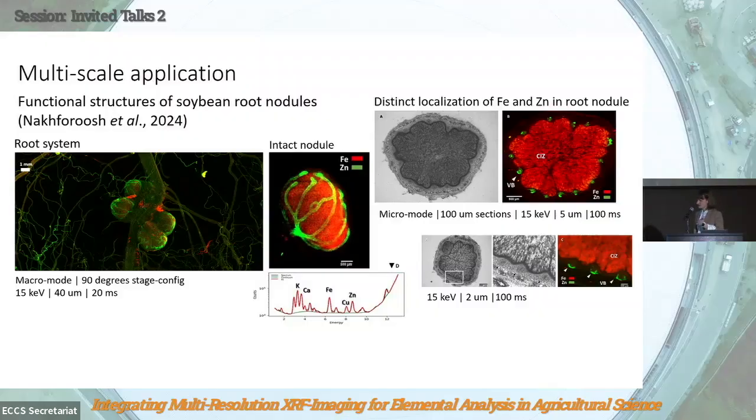And they had a closer view of the elemental and structural information of the nodules at 20 micron resolution in the same setup. They also imaged the cross sections of these nodules at 5 micron, and through oversampling, they obtained a 20 micron resolution of the cross sections. They concluded that iron was mostly distributed in the central infected zone, and zinc was distributed in the vascular system.